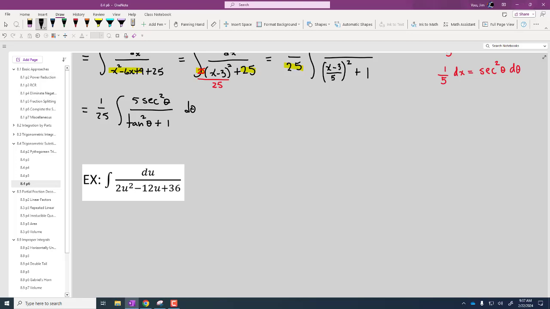Make sure that identity, you've got to get that identity down pat. This picture is way helpful. There's your identity. So we end up with 1/5 integral. We'll write out this step here. So we end up with secant squared over secant squared. So we end up with 1/5 the integral of d theta.